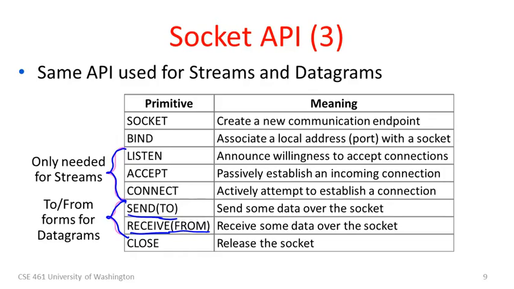Similarly, receive uses a form called receive from. That provides information about who sent the datagram to you, since many different senders could have sent that datagram that could be received on your port in a datagram model.